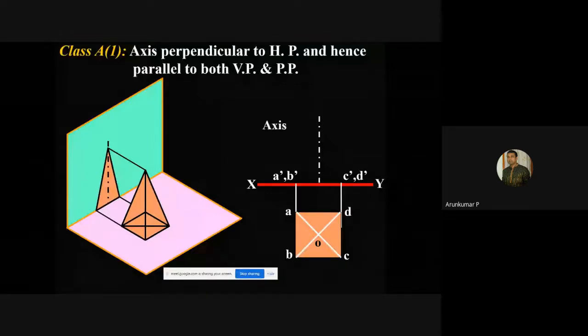So the axis is highlighting or signifying the height of the pyramid. So you have to extend it. So this should be the axis. So O dash would be the vertex or the apex of this pyramid, and that has to be joined to the corners of the base, so that in the front view you will get a triangle. This is how you get the front and top view in the first step.